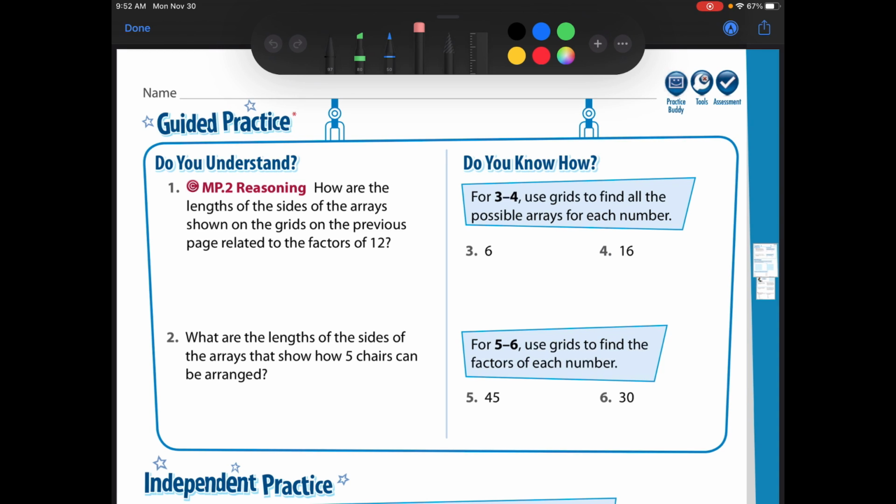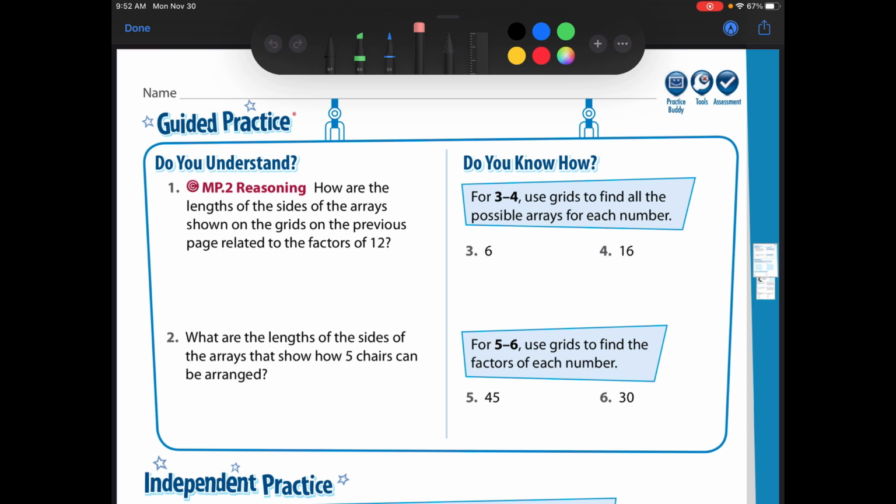Well, we're on our new unit, which is lesson 7, which is going to be focusing on factors and multiples and common denominators. So let's get started. This is lesson 7-1, which is understanding factors. So heading off to this very first one, our do you understand is this.